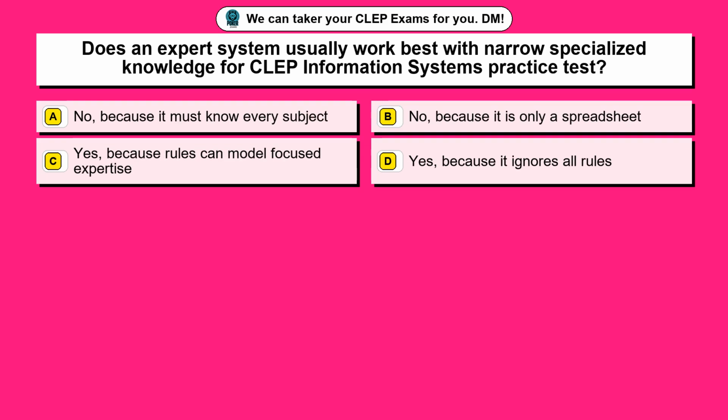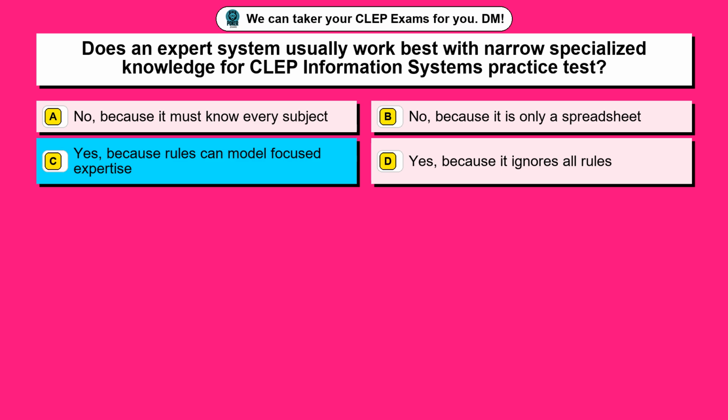Question 11. Does an expert system usually work best with narrow specialized knowledge for CLEP Information Systems practice test? Option A. No, because it must know every subject. Option B. No, because it is only a spreadsheet. Option C. Yes, because rules can model focused expertise. Option D. Yes, because it ignores all roles. The correct answer is option C.